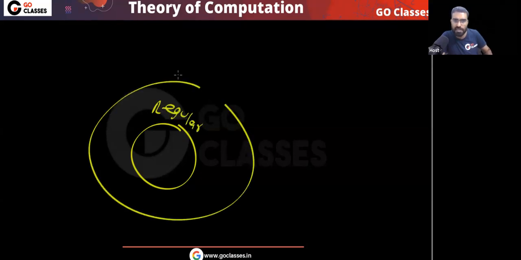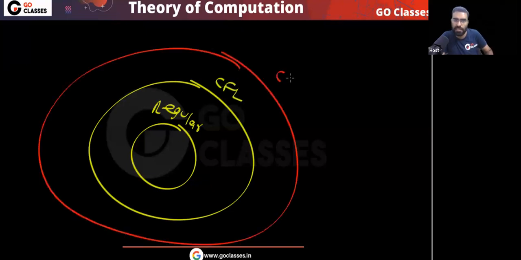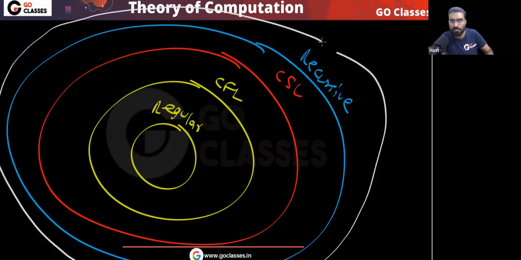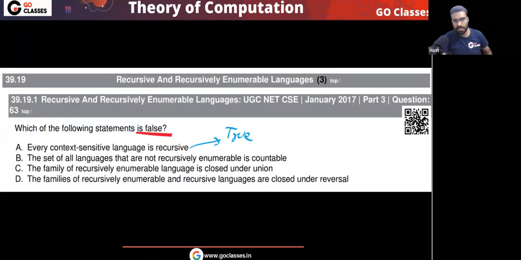Because you can notice, every regular language is CFL. Every CFL is CSL. And every CSL is recursive. And every recursive is RE. So you can easily see every CSL is recursive. This is actually true. Every context sensitive language is recursive. What about the next?